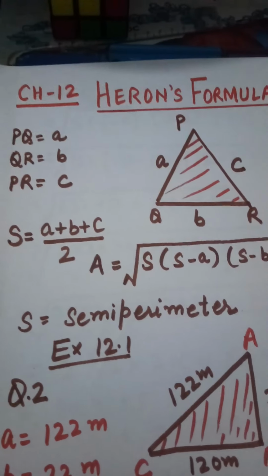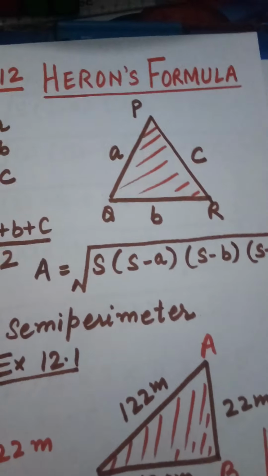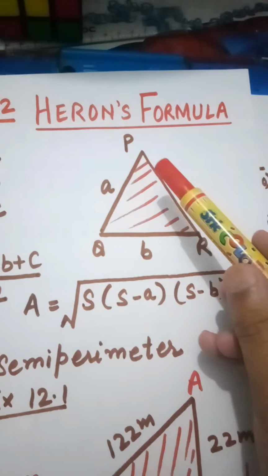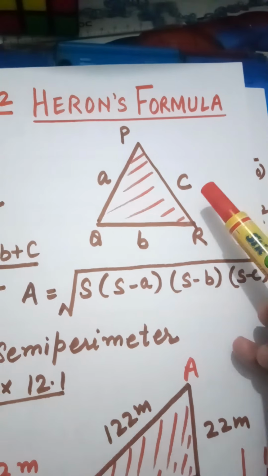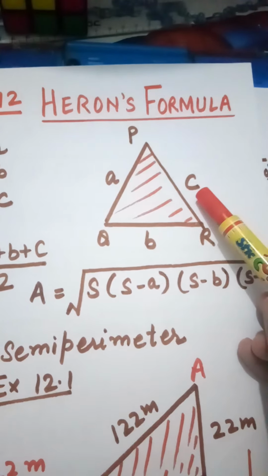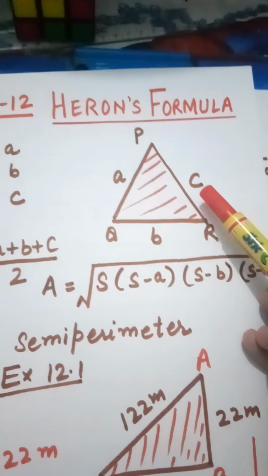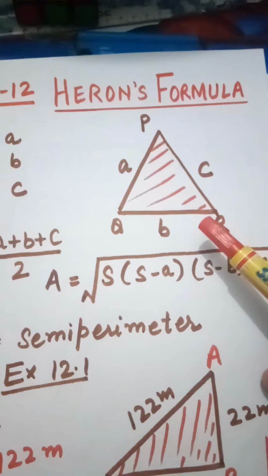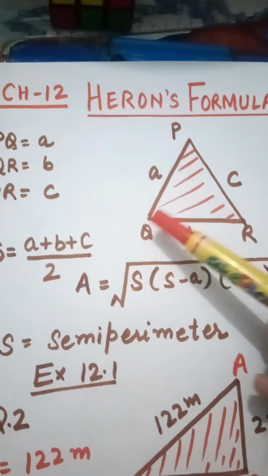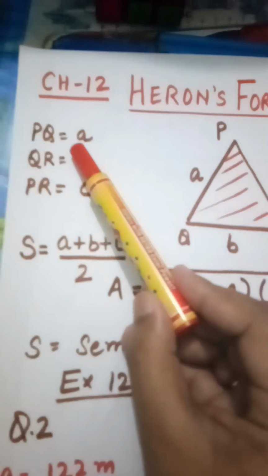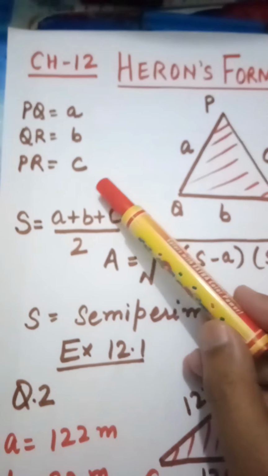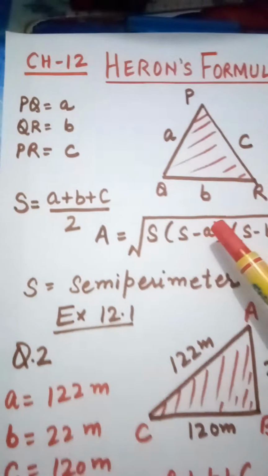So here is chapter 12, Heron's formula. Children, this formula is basically for a triangle in which all three sides are given to you. The sides are denoted by small a, small b and small c. These are the three sides of the triangle. So what we have to do is first write all three sides. If the triangle is PQR, our first side is PQ equal to small a, the second side is QR equal to small b, and the third side is PR equal to c.